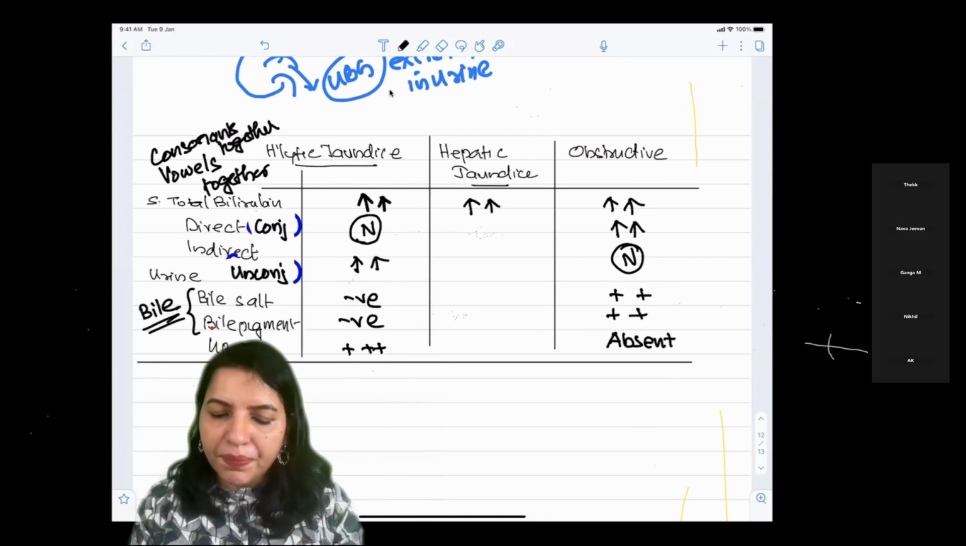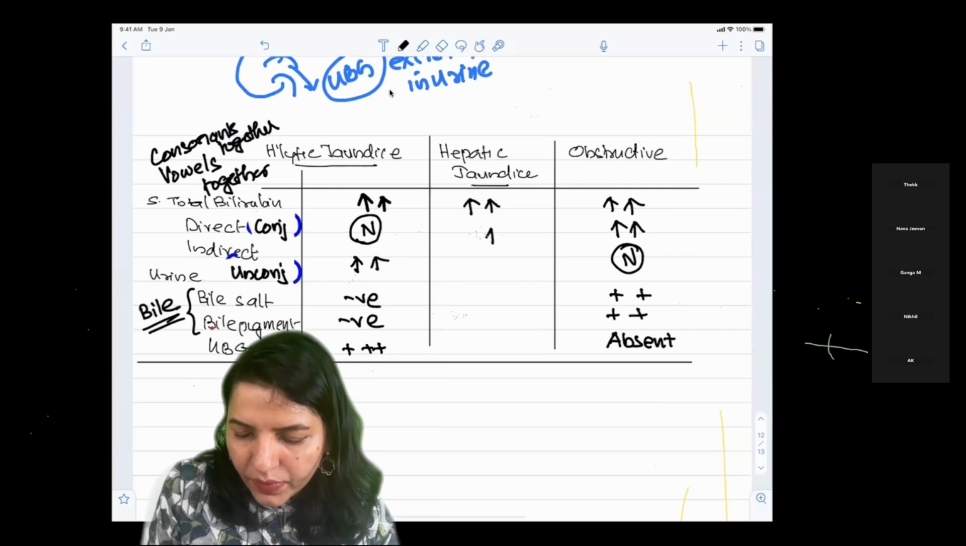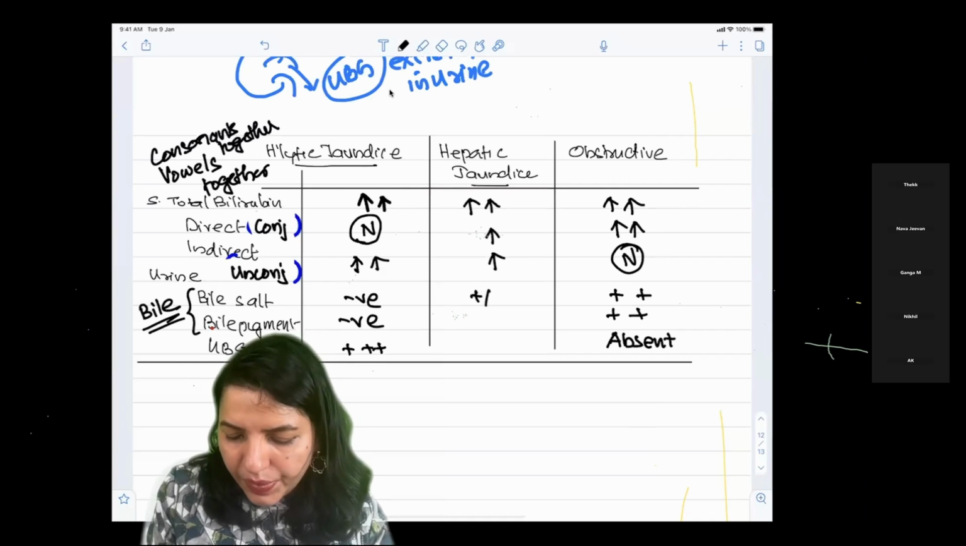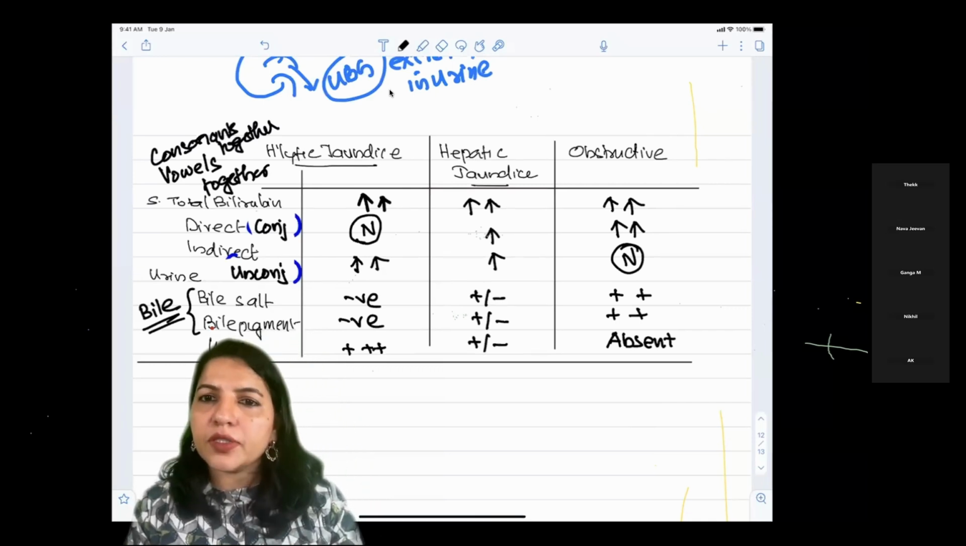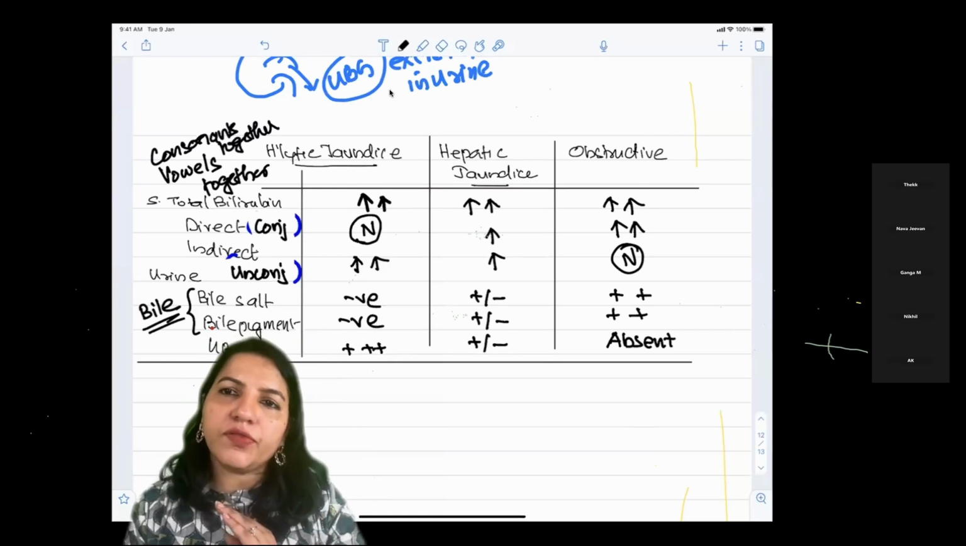Okay. Then hepatic is like mixed. So it is always both are elevated. Direct and indirect is elevated. This is plus or minus, plus or minus, plus or minus. So that is about the hemolytic as well as the hepatic and obstructive jaundice.